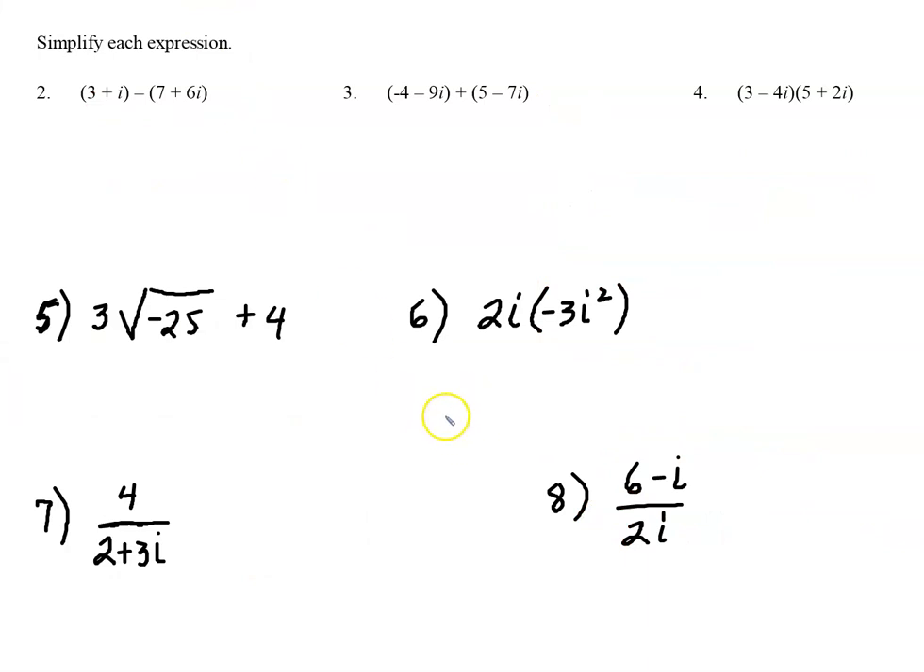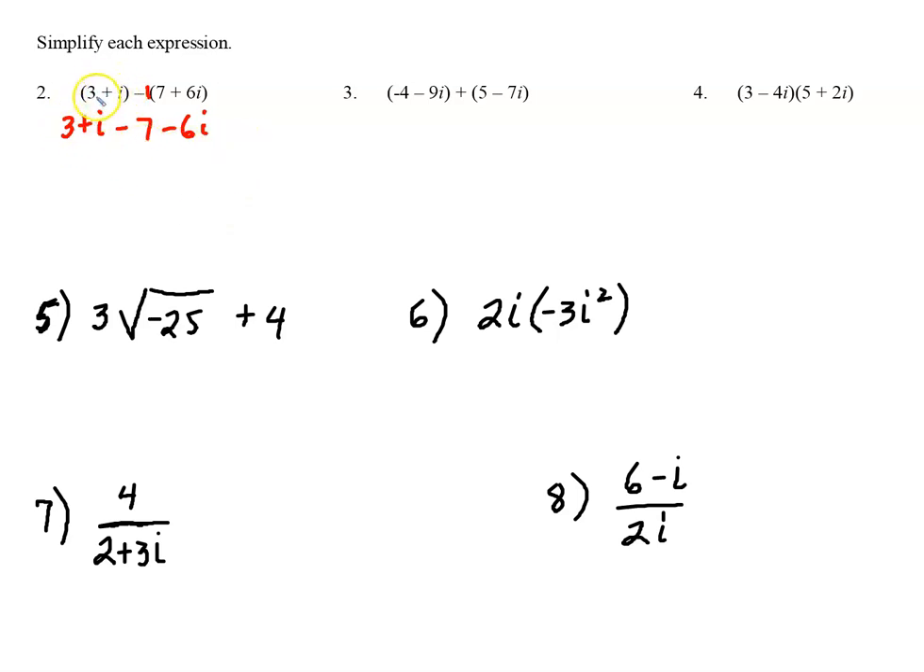So let's take a look at the rest of these. Number 2, we're simplifying these complex numbers. So I'm going to offer a suggestion to you. I would get rid of the parentheses by distributing -1 to this second number. So -1 times 7 is -7. -1 times 6i is -6i. And now just combine like terms.